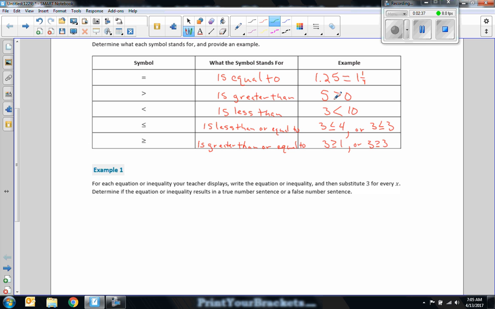when I was growing up and learning math in elementary school, I remember the teacher saying, this is the alligator's mouth and it eats the bigger number. Okay, that's all good unless you don't have numbers on both sides. So if I had this, we don't know what x is, so I can't use that trick to determine if that's greater than or less than. So I need to know another way to remember that.